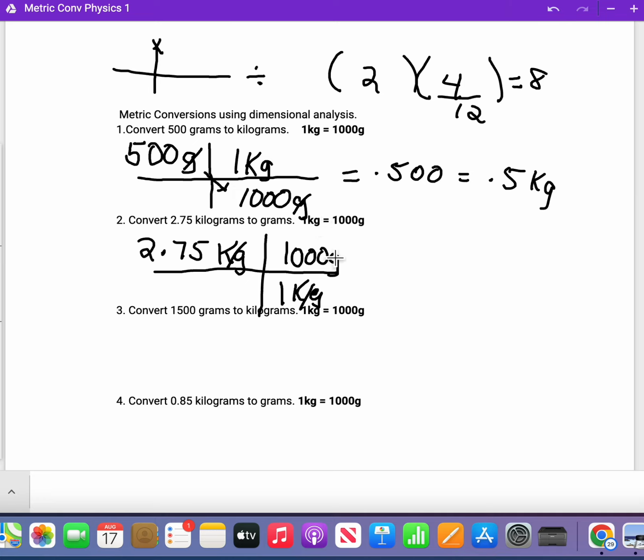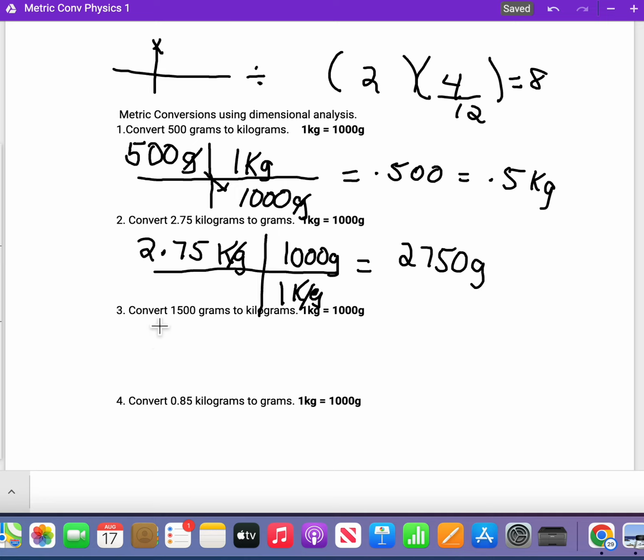So you've got to know which way to put this conversion factor in. Sometimes the grams goes on the top, sometimes it goes on the bottom. It depends on what you start with. Then you just take 2.75 times 1,000 divided by 1, and that's going to be 2,750 grams.